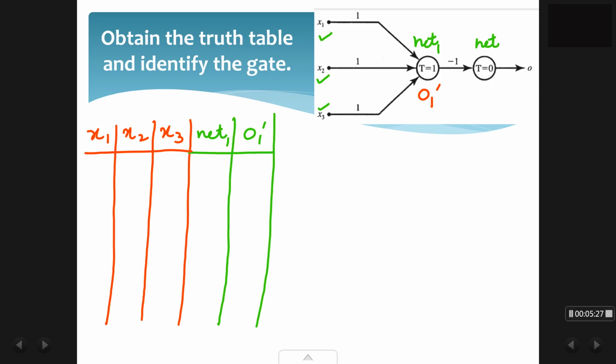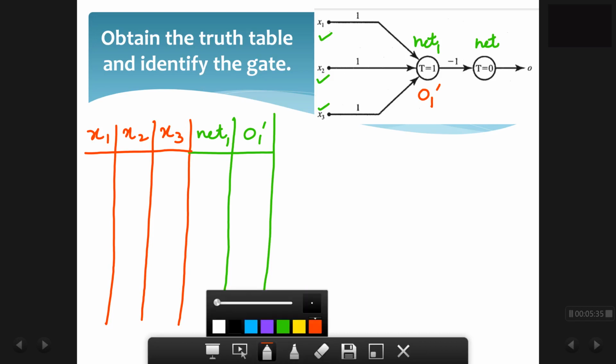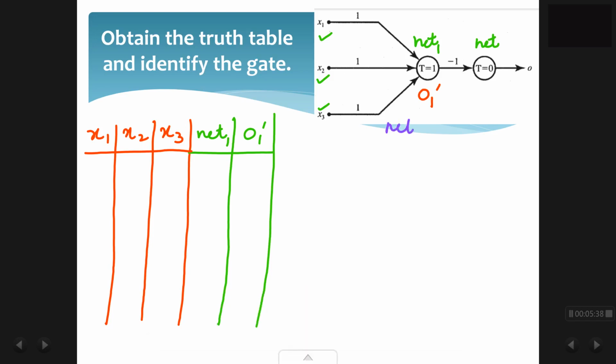So before that we have to find out what is the equation for net 1. The equation for net 1 is given as x1 into the weight, which is 1, so it will be x1, plus x2 into the weight, that is x2, plus x3 into the weight, that is x3. So this is the equation for net 1. So we go back to the truth table and complete the truth table 0, 0, 0, 0, 0, 1 and so on.